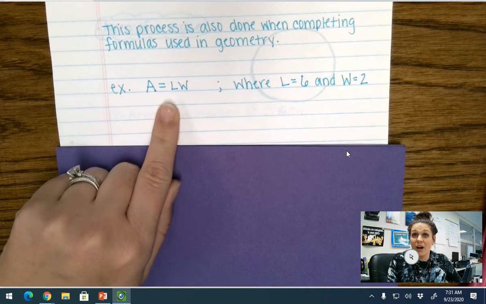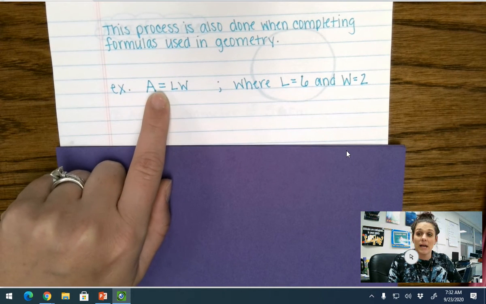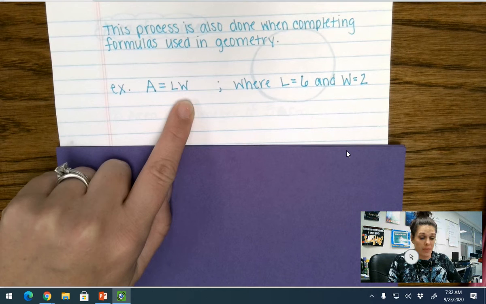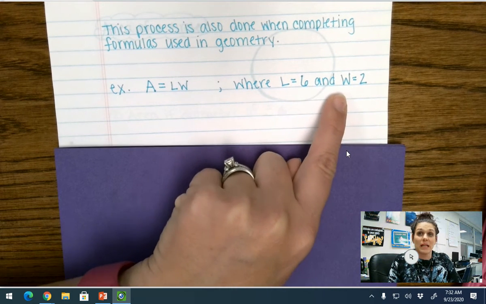This is area of a rectangle, length times width. Okay, so area of a rectangle equals the length times the width. Now it's telling me that the length is 6, and it's telling me the width is 2.